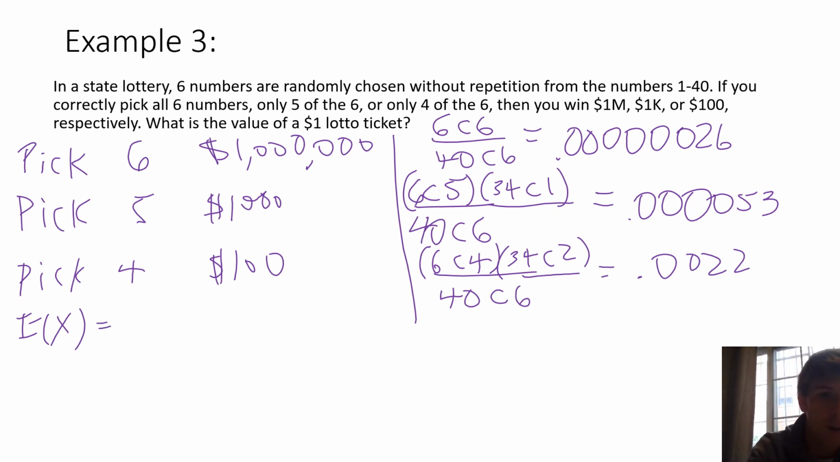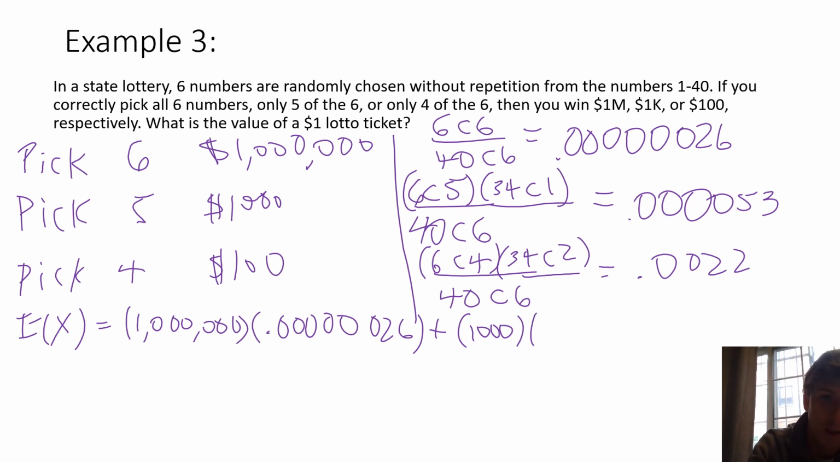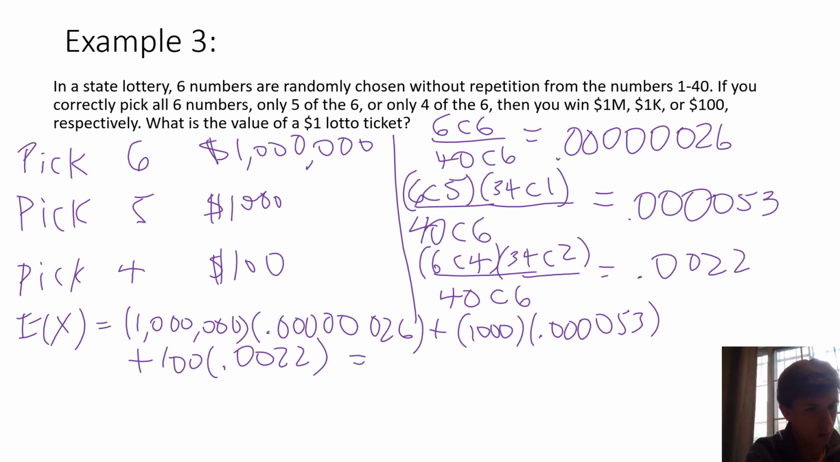All right, so let's start getting this expected value going. So once again, it's probability of each outcome times that payoff. So it's going to be 1 million times 0.0000026 plus 1,000 times 0.000053 plus 100 times 0.0022, which equals, I got 0.53.